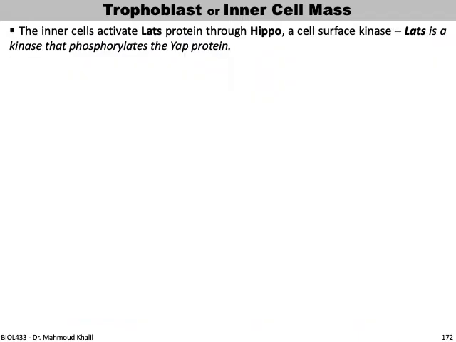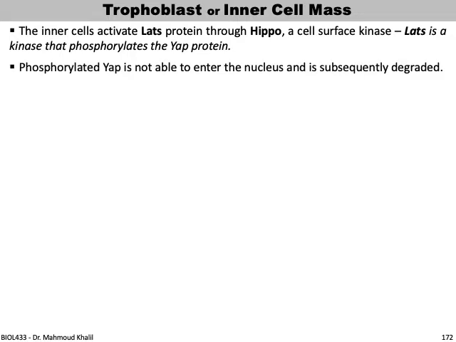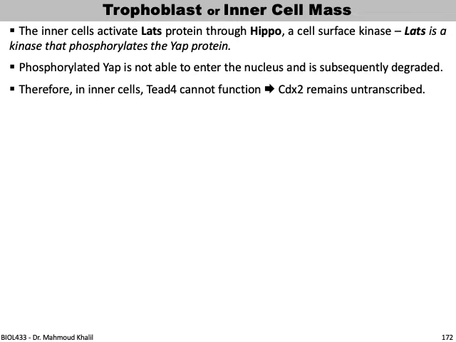To describe the previous slide, actually the inner cells activate LATS protein through another protein, which is the cell surface kinase, HIPPO. LATS is a kinase that phosphorylates the YAP protein. The phosphorylated YAP is not able to enter the nucleus and is subsequently degraded because it's not recruited inside the nucleus. Therefore, in the inner cell mass, TEAD4 cannot function, so CDX2 remains untranscribed.